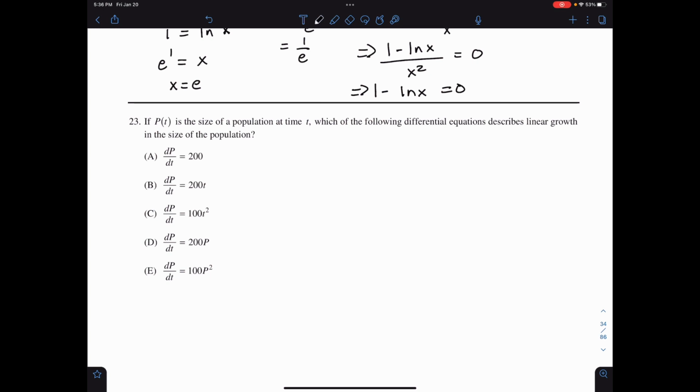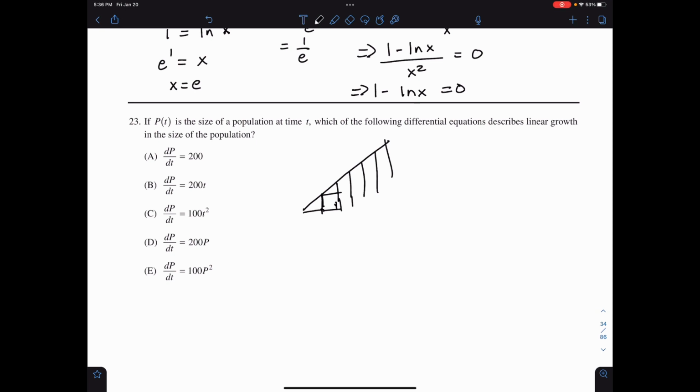If p of t is the size of a population at time t, which of the following differential equations describes linear growth in the size of the population? So linear growth means that we are growing at the same rate, right? So the difference between t equals 0 and 1 is the same as the difference between t equals 1 and 2, and so on. So the rate of change is constant.